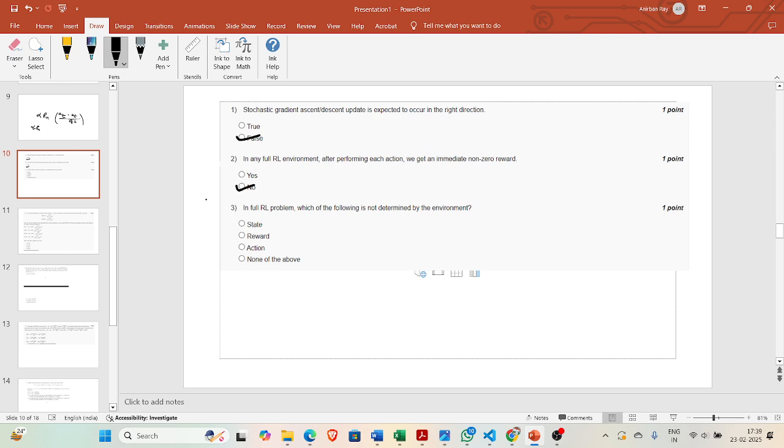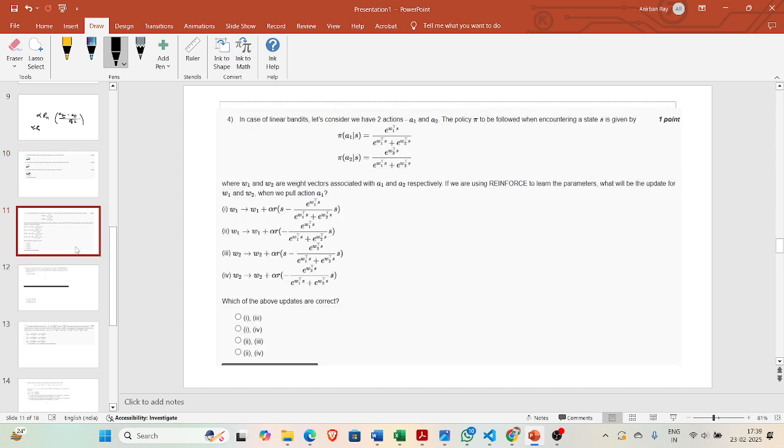In the full RL problem, which of the following is not determined by the environment? Reward is not determined by the environment. Reward is determined by the user. So the answer is reward here. Any doubt? No, sir. Okay, so let's proceed.